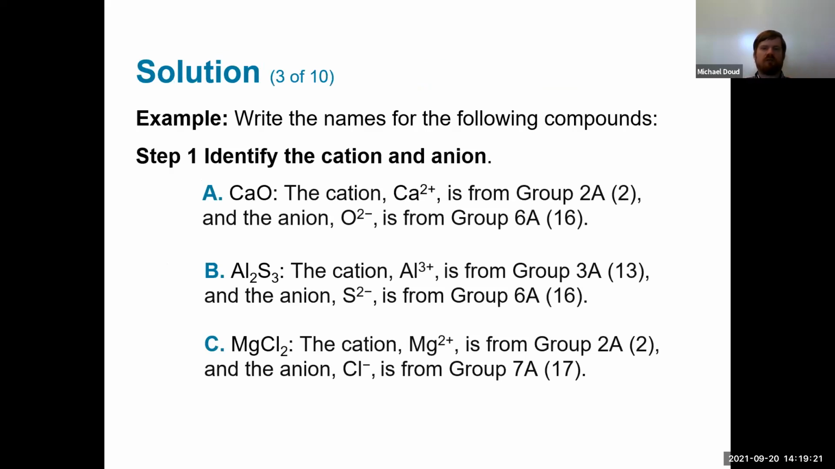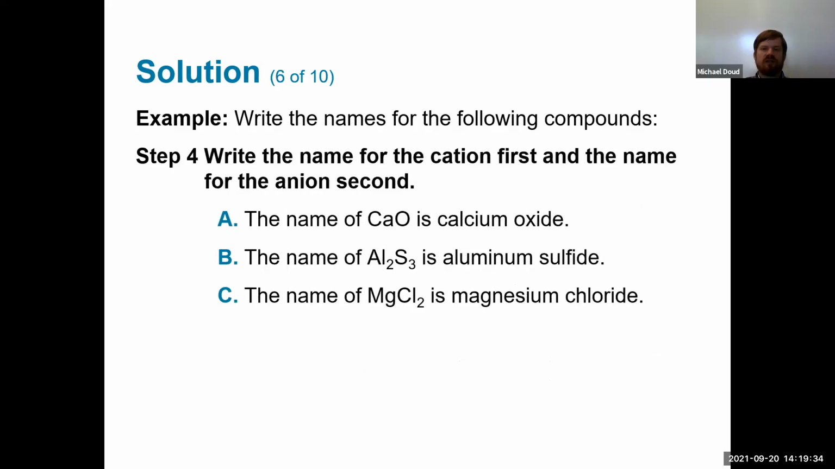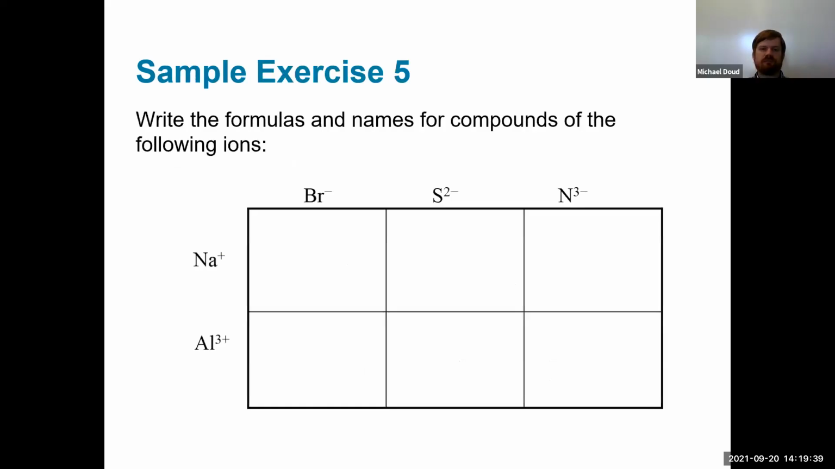Okay, and there's your solution for it. I guess I should have said this already. So step 1, identify the cation and anion: calcium and oxide, aluminum and sulfide, and magnesium and chloride. We put it all together: calcium oxide, aluminum sulfide, magnesium chloride.